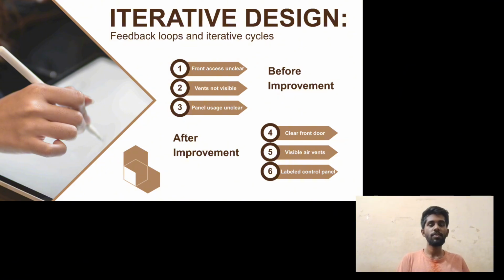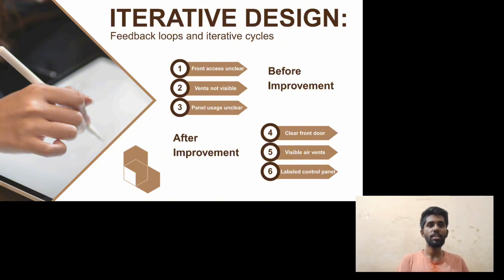I'm Gokul Krishnan from third year CSE, and now I will explain our iterative design process. In this stage, we focused on improving our prototype through continuous feedback and refinement. Instead of stopping with the first design, we followed an iterative approach where we tested, identified issues, and improved the design step by step. Initially, before improvement, we observed a few key problems in our prototype.